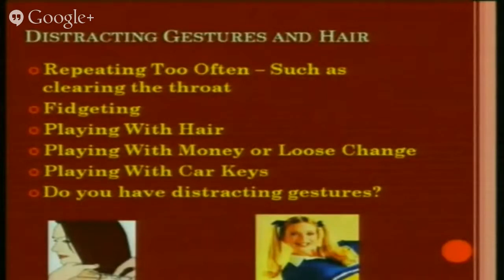अब मेरे को बताओ, सच सच बताना, आप में से किसी का कोई डिस्ट्रैक्टिंग जेस्चर है?